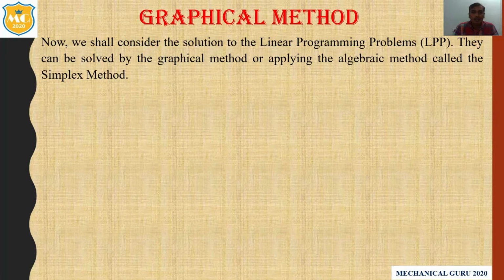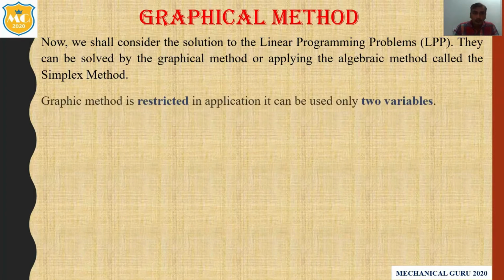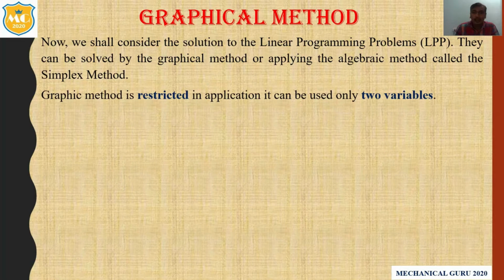Now, we shall consider the solution to the linear programming problem. They can be solved by the graphical method or by applying the algebraic method called the simplex method. But the graphical method is restricted in application; it can be used only for two variables. Since the method is used for two variables, represent x1 and x2 on the x and y axis. Since x1 and x2 are non-negative, x1 and x2 lie in the first quadrant.